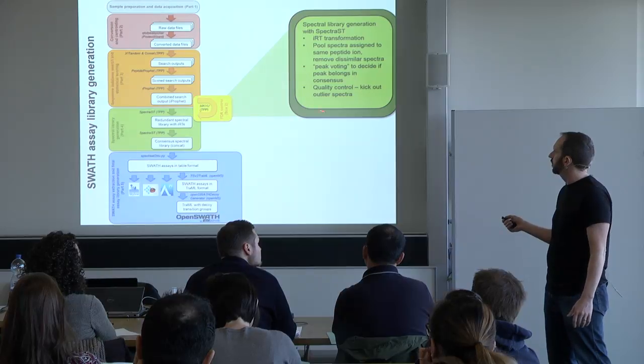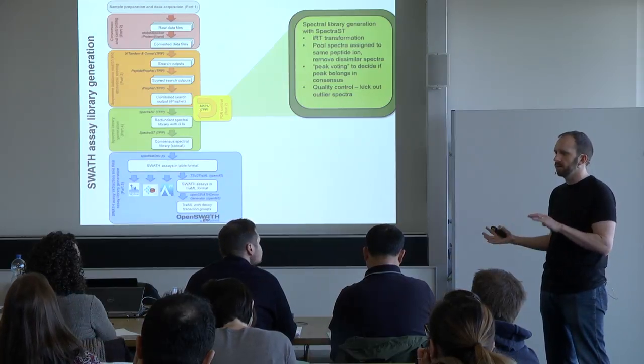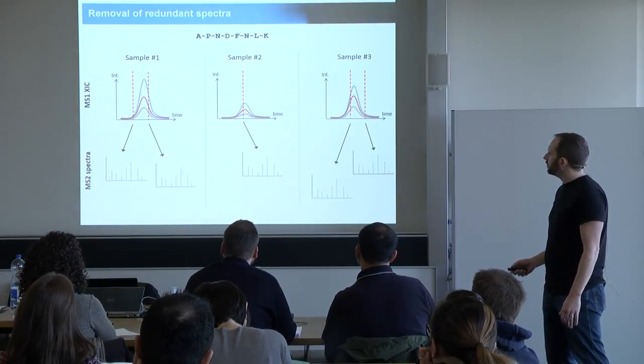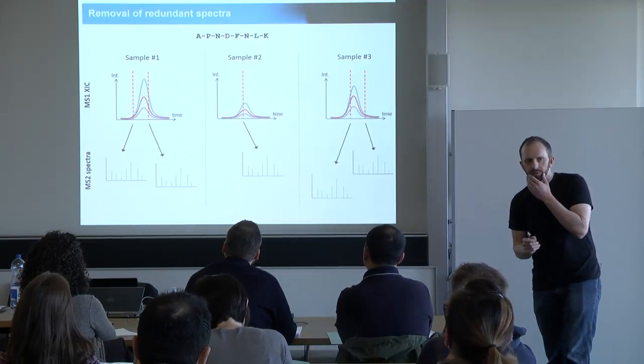I'll say what this means, but there's also some quality control here. If you have multiple spectra, you can sort of kick out the ones that look weird, right, that don't agree with all the other ones. So what do I mean in more detail by removal of these redundant spectra?